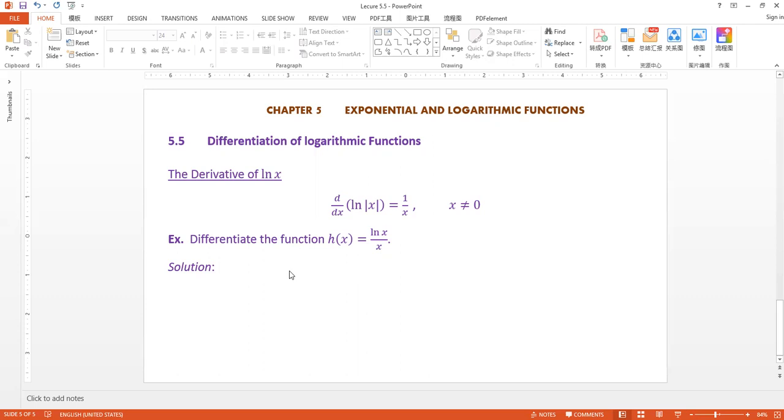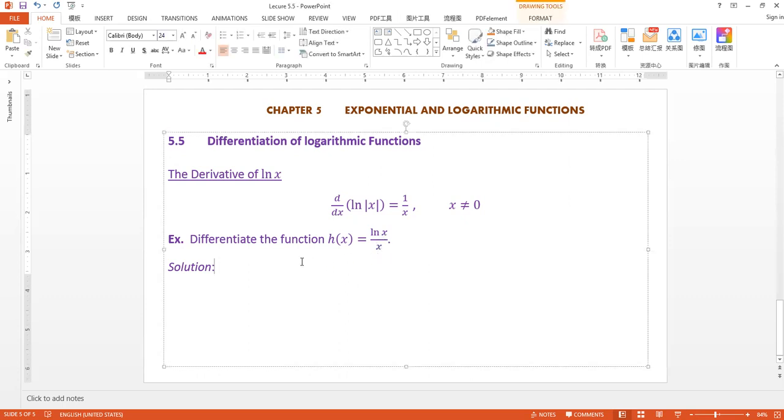Then in this problem itself, the function h is defined as a quotient of two functions. The top is ln x and the bottom is x itself. So those are two functions; x itself is a function. So we have to use the quotient rule. That's the first thing you need to do. You have to figure out, in the large picture, what the first rule to use is.